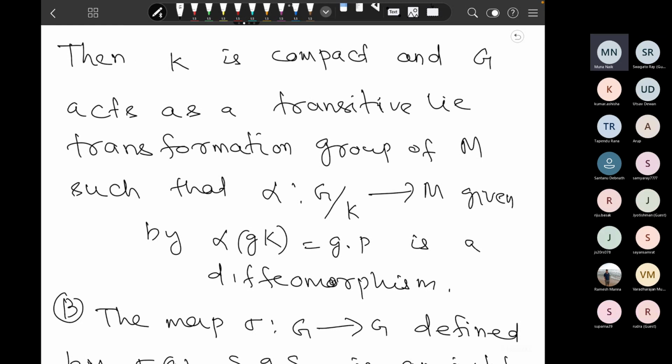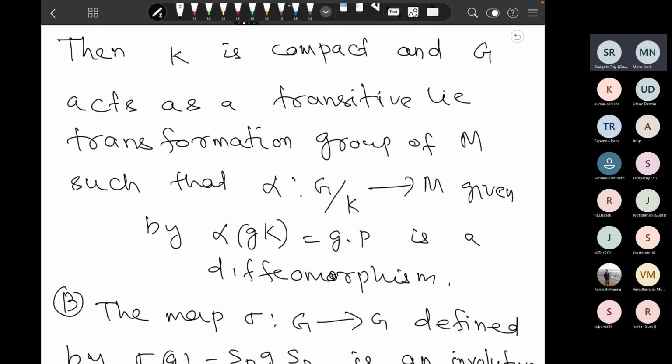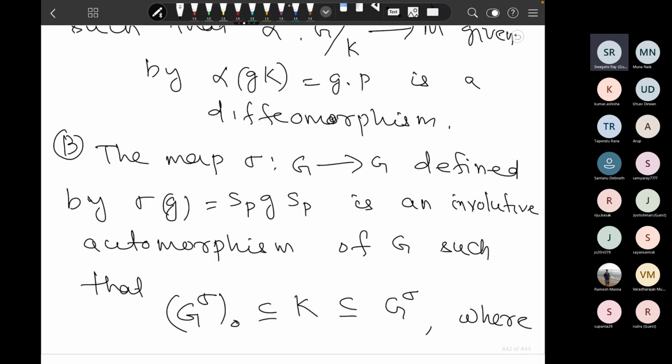Tapendu, Riju, Pritam. So far we understand that the Riemannian symmetric space is of the form G by K, and G is that kind of a group where there is a map like sigma. Unless G has a map like sigma, it cannot give rise to a Riemannian symmetric space. Yes, that is what you will see.